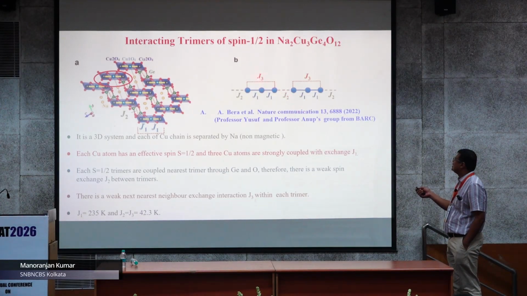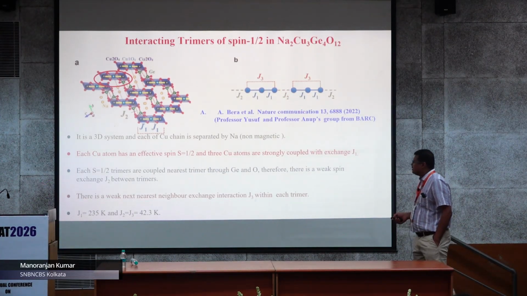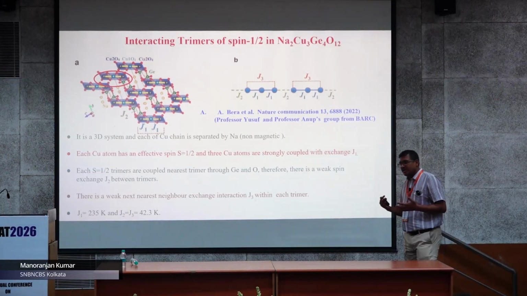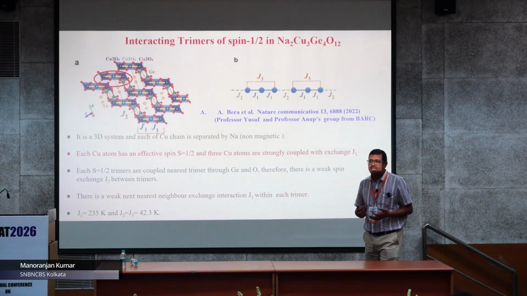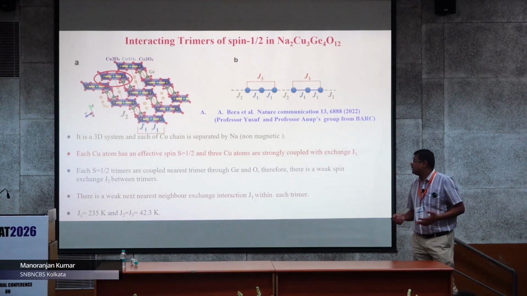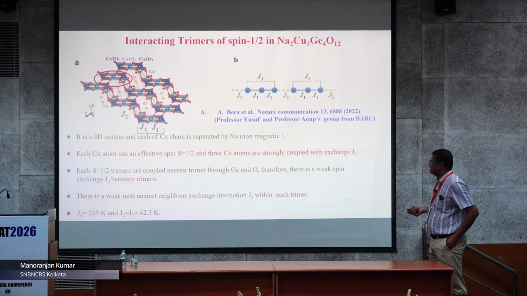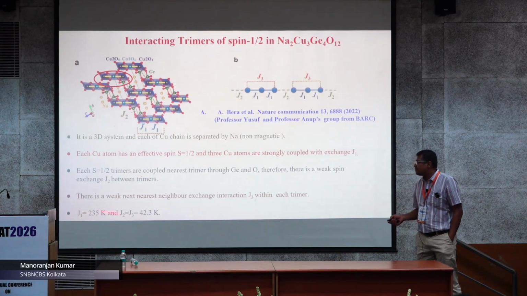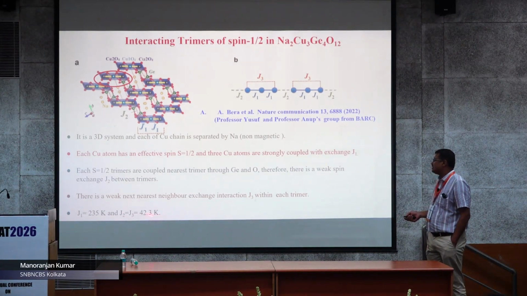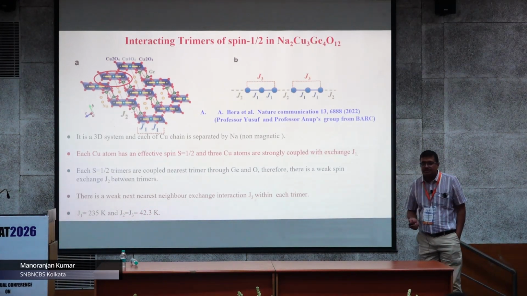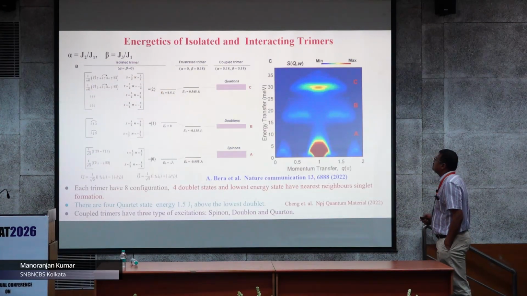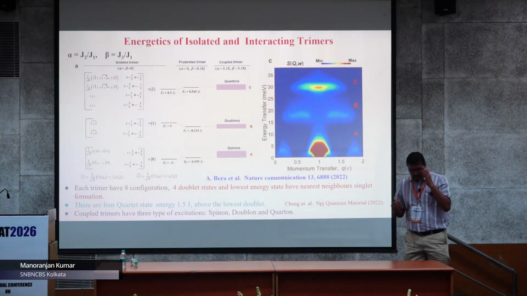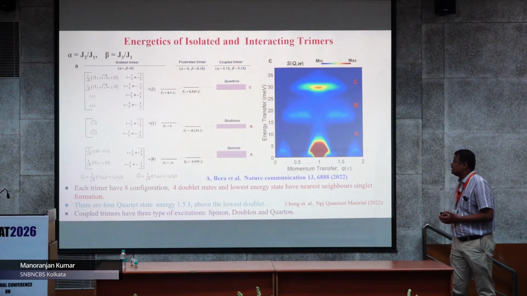J2 and J3 are both small, and by fitting the experimental data, neutron scattering, magnetic susceptibility, or specific heat, which is done in this paper, you find that your J1 is 235 Kelvin, and J2 and J3 are roughly 42 Kelvin. Okay, so what is interesting here is how do you distinguish it in energetics.